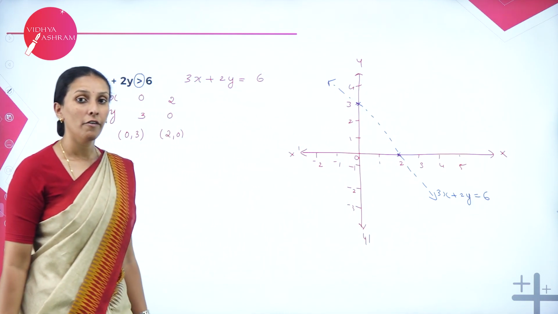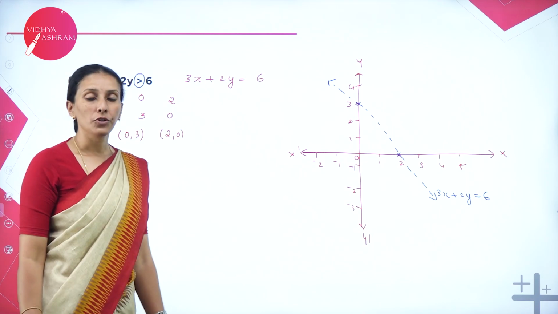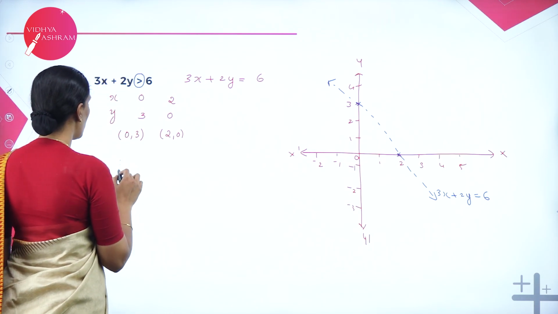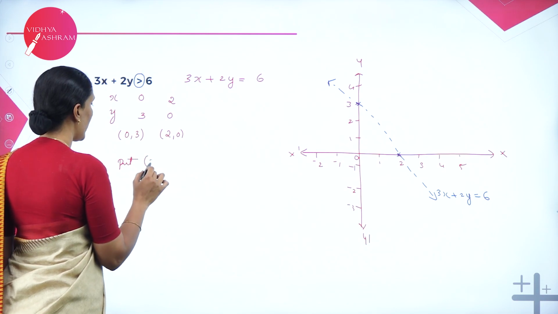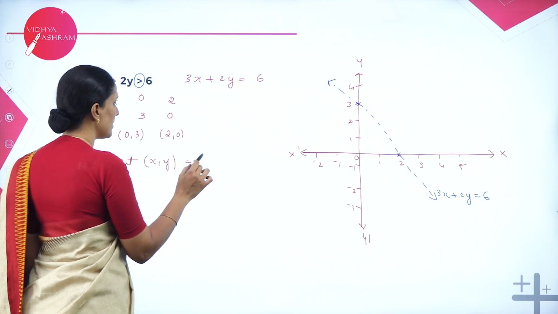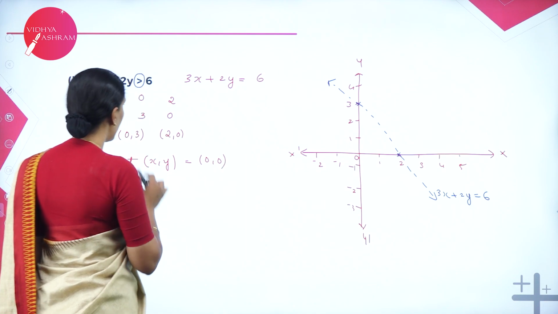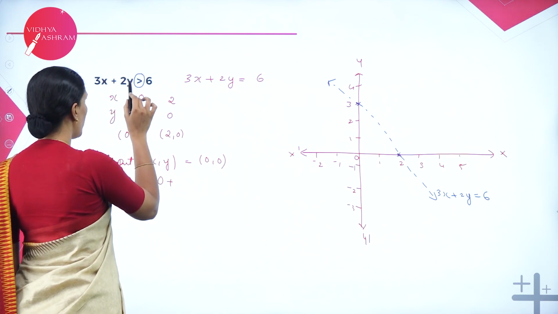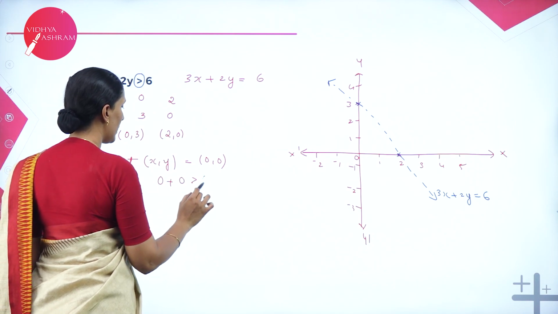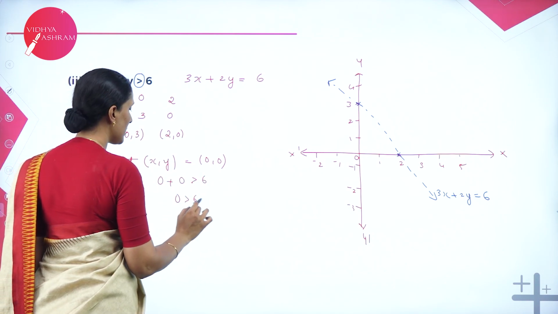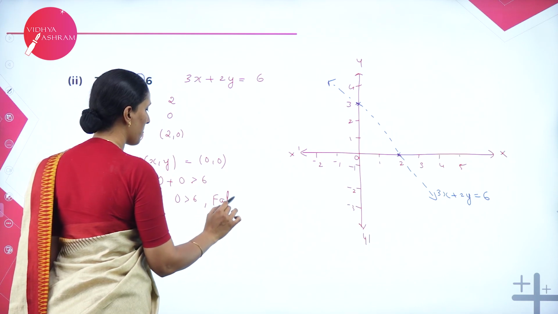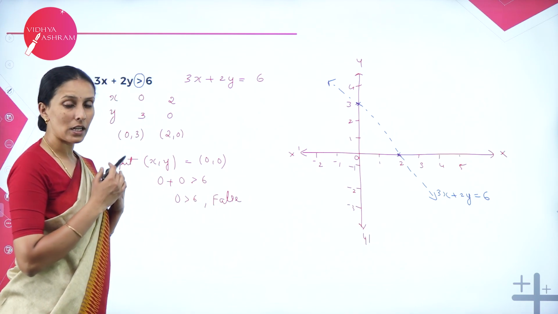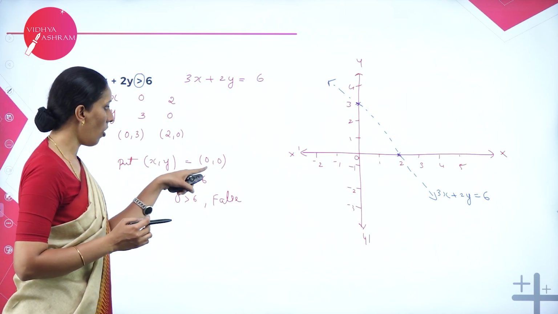Now I need to find the solution region. To find the solution region here, put x and y as 0. Then I'll get 3 into 0 plus 2 into 0 greater than 6. So 0 greater than 6 is a false statement. That means my solution region does not contain the origin.